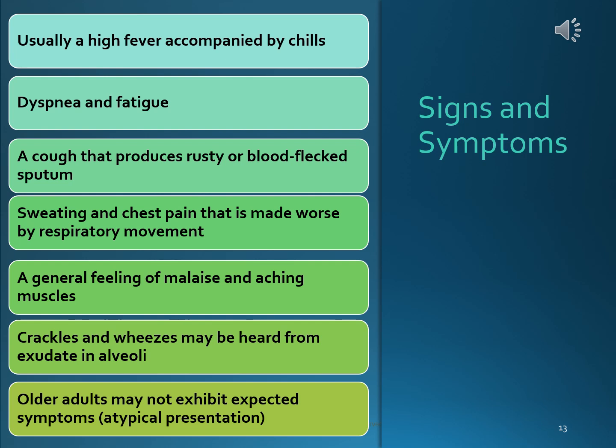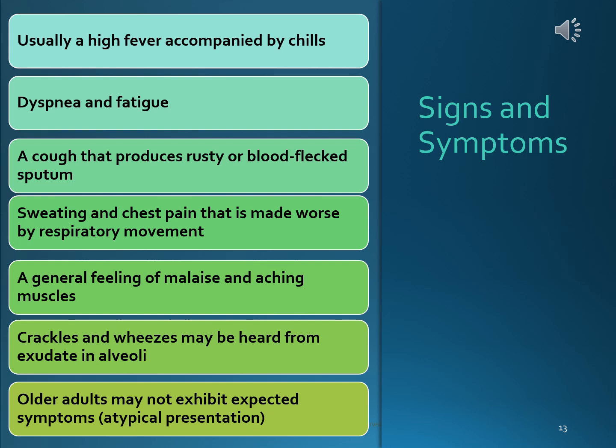So what are the signs and symptoms of pneumonia? You will usually see a high fever. This is often accompanied by chills and diaphoresis. You'll see someone who's dyspneic because of the secretions in their lungs and the decreased area for gas exchange. Also a lot of fatigue because of the dyspnea, and also just general fatigue due to the infection that's going on in their body.